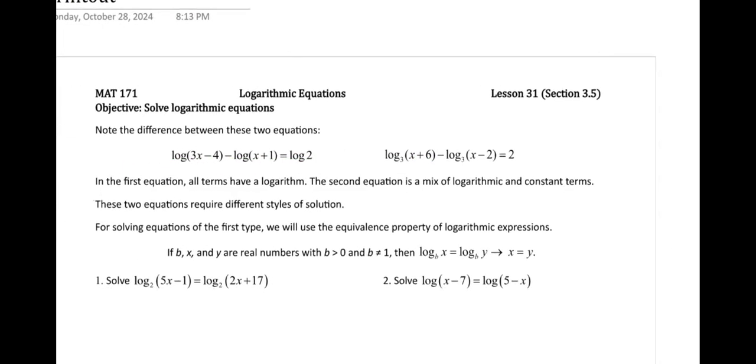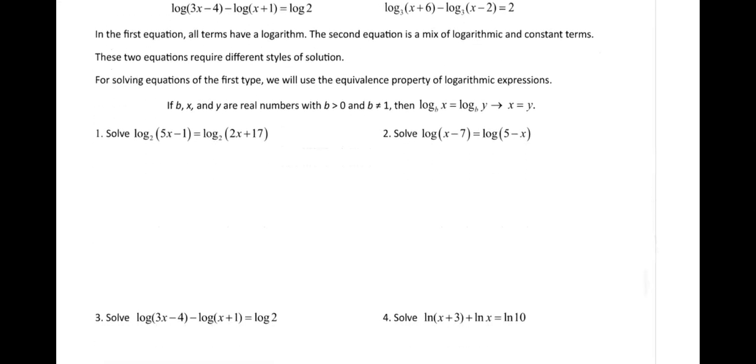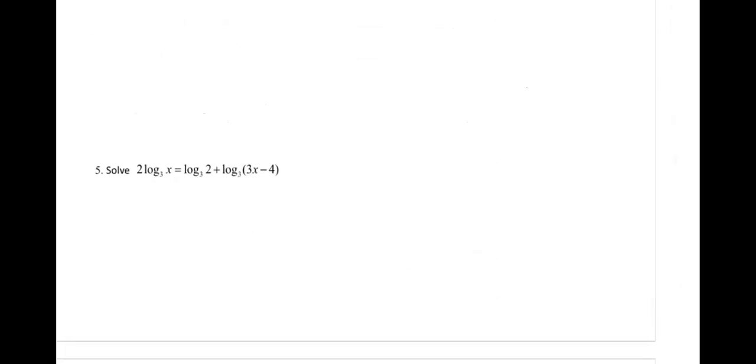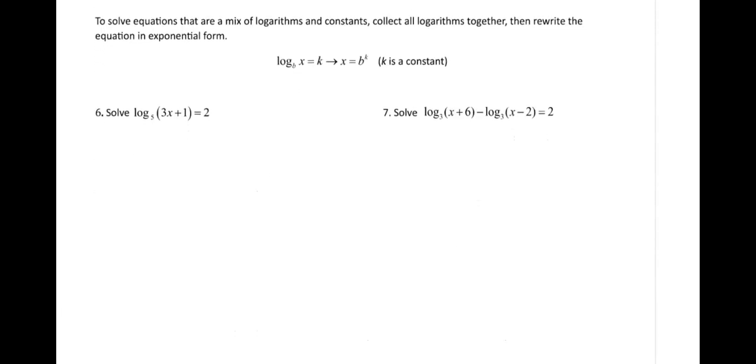So we're going to get started looking at the first type of equation. So notice that examples 1, 2, 3, and 4, every single term in the equation is a logarithm. Same thing happening in example 5. Every term has a logarithm. On the second page, we're going to look at a few examples where we definitely do have some constant terms showing up in those equations.